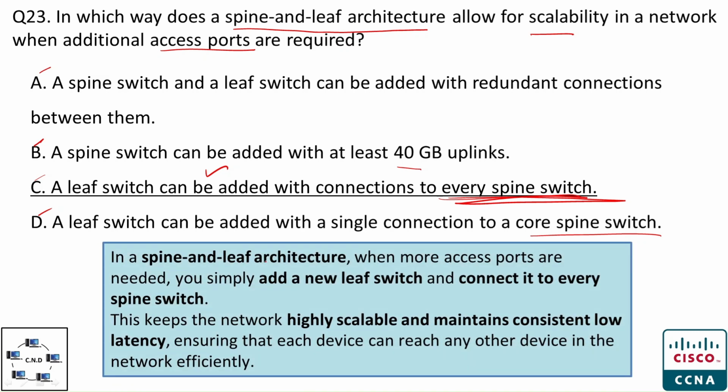So in a spine and leaf architecture, when more access ports are needed, you simply add a new leaf switch and connect it to every spine switch. This keeps the network highly scalable and maintains consistent low latency, ensuring that each device can reach any other device in the network efficiently.